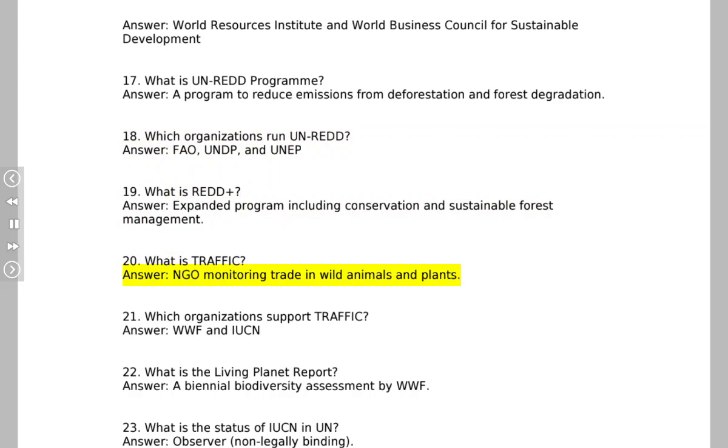20. What is TRAFFIC? Answer. NGO monitoring trade in wild animals and plants. 21. Which organizations support TRAFFIC? Answer. WWF and IUCN. 22. What is the Living Planet Report? Answer. A biennial biodiversity assessment by WWF.